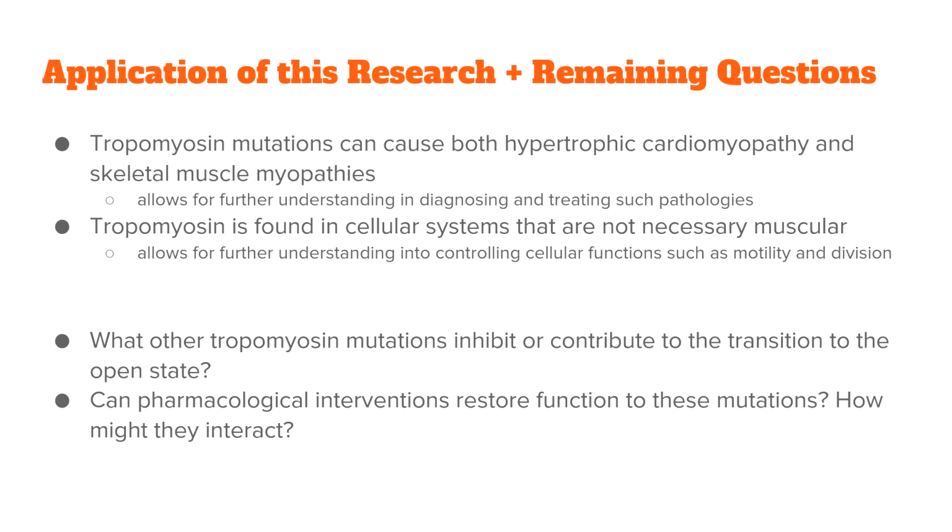Some questions that remain: what other tropomyosin mutations inhibit or contribute to the transition to the open state? We looked at a select few tropomyosin mutations here, but there could be others that could inhibit or contribute to this function. And in these cases where maybe we do have some pathology, what pharmacological interventions may we be able to use? How might they interact with these mutations to cure these pathologies?